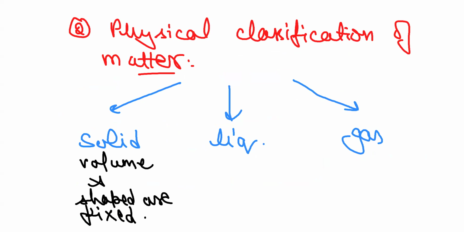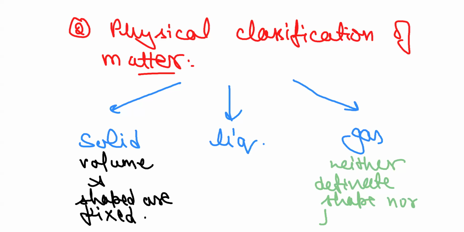Gases are the state of matter where the particles do not have a definite shape or a definite volume. The particles move in random motion. The particles can move freely and move randomly.